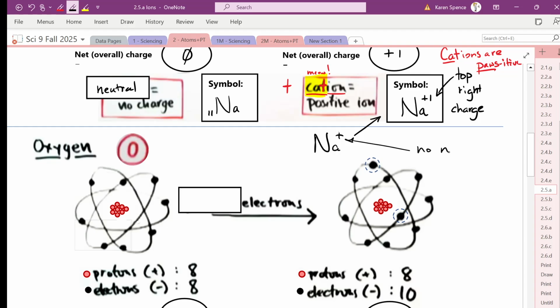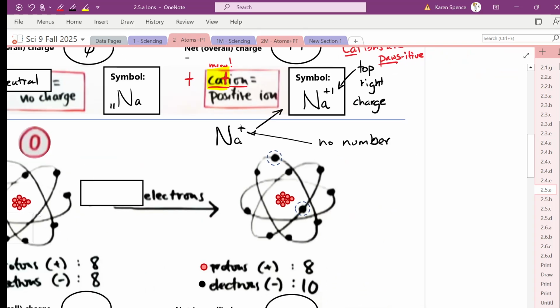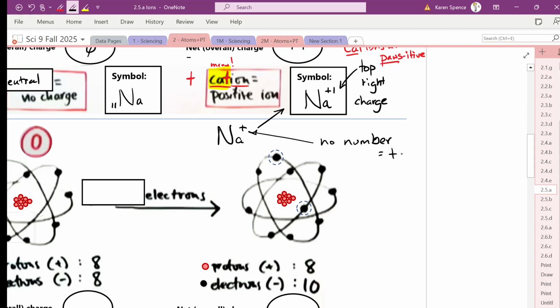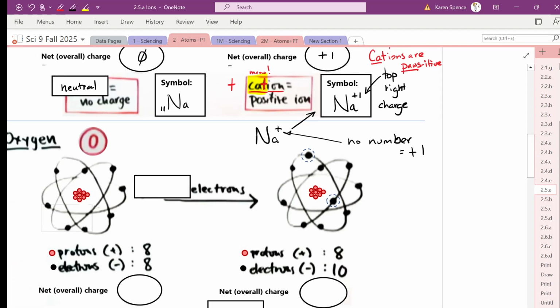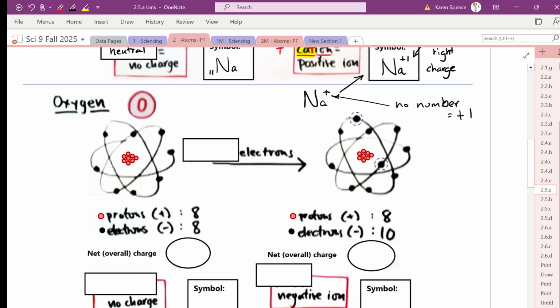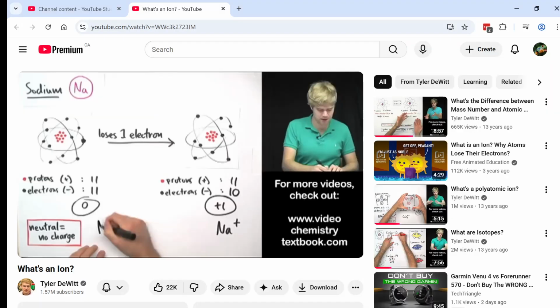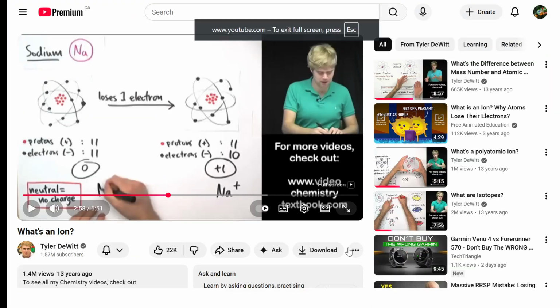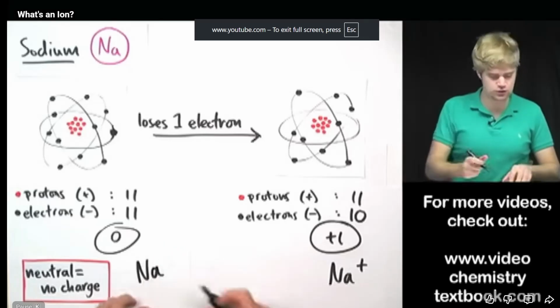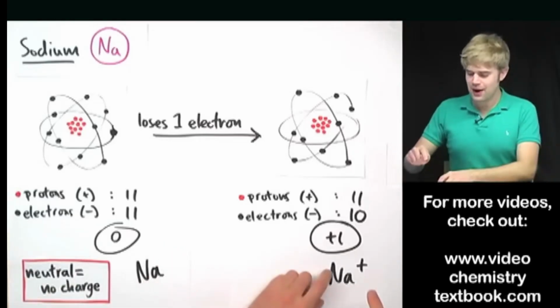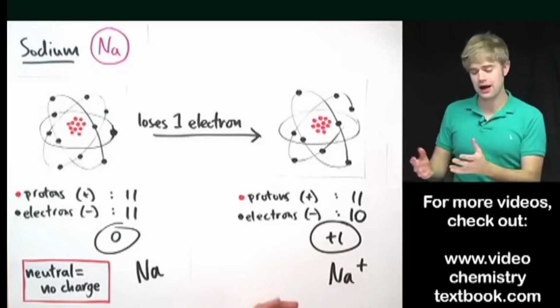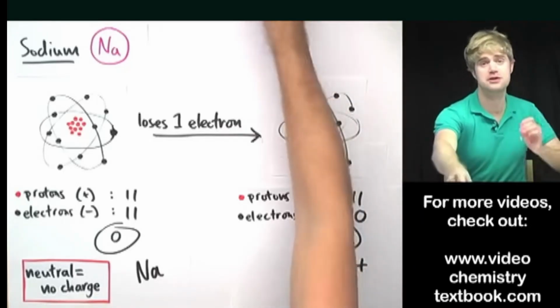No number equals +1. Okay, so if there's no number, it is +1. I'll probably just write Na. So Na plus here is an example of an ion. It's an atom that has a charge, and it's a specific type of atom.